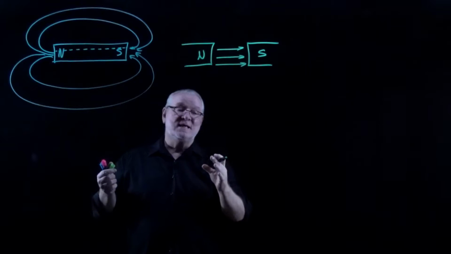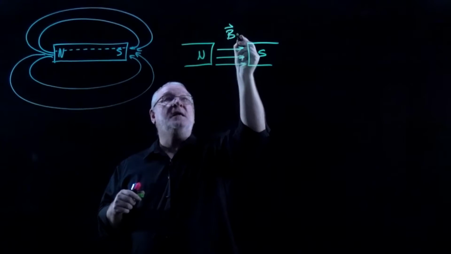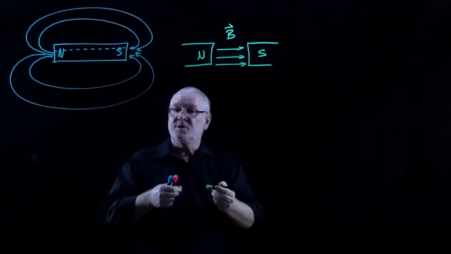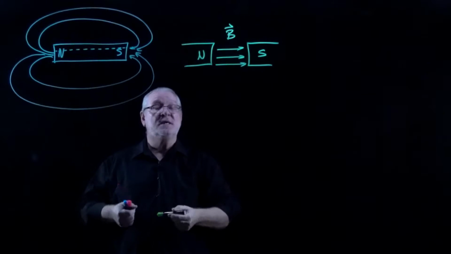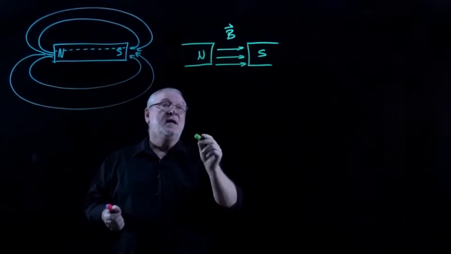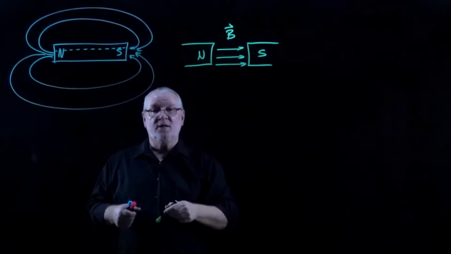Well, how do we designate a magnetic field? We use the capital letter B, and that represents the same thing as the capital letter E does for electric field. It represents the strength of the field. It's a vector field, so it represents both the direction it points as well as the strength of it.